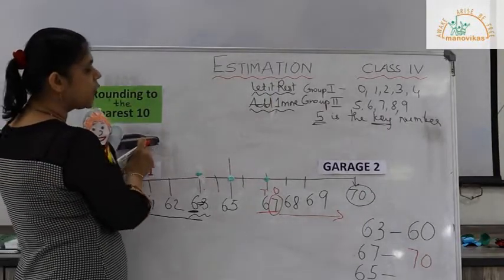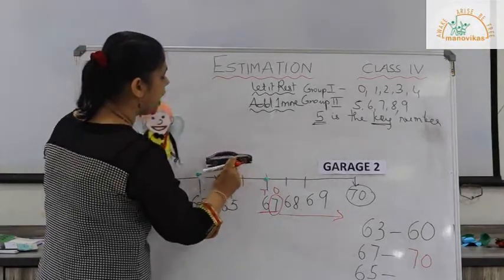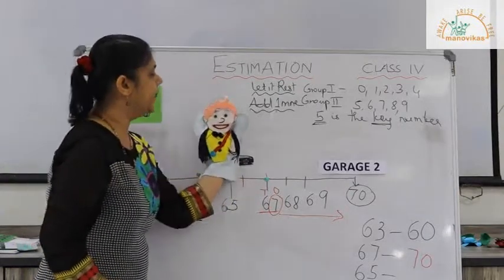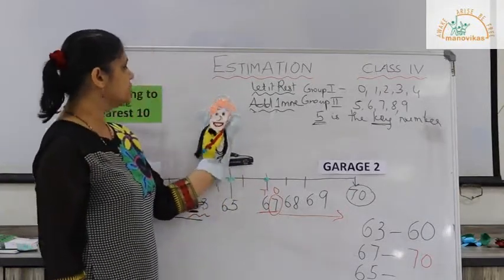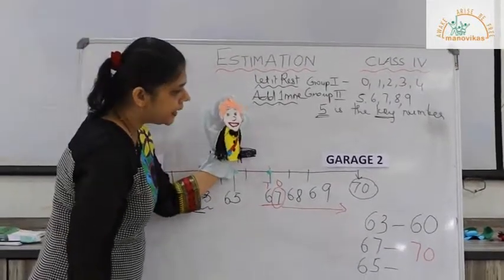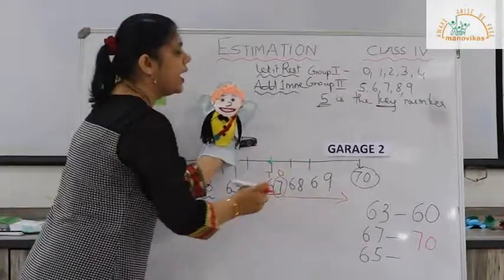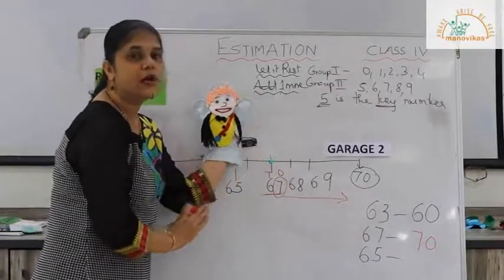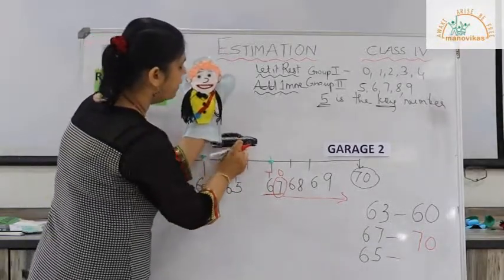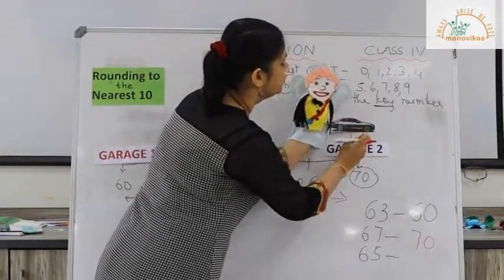Tinku again has gone for a long drive. When he reaches number 65, his car breaks down and stops. Again Tinku waits and watches which side is the garage. He looks this side and he looks the other side. Now, if you see, both the garages are at the same distance. But what does Tinku do? Tinku, instead of moving backward, pushes his car further to garage number 2.